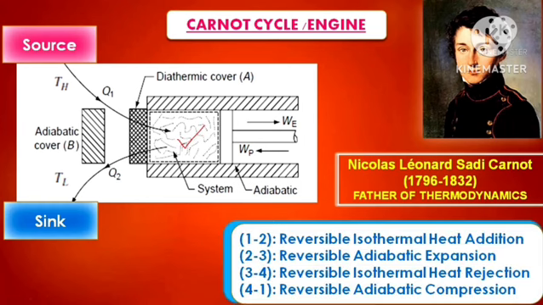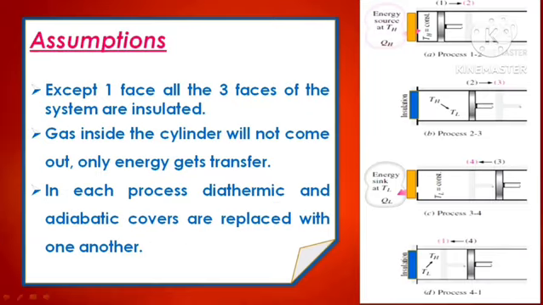In this Carnot cycle, we are having four thermodynamic processes, that is 1 to 2 reversible isothermal heat addition, and 2 to 3 reversible adiabatic expansion, 3 to 4 reversible isothermal heat rejection, 4 to 1 reversible adiabatic compression. Let us discuss each thermodynamic process in detail. Here in this slide, you can observe four diagrams at the right side. In each diagram, we are going to discuss about each thermodynamic process, what is happened in the Carnot cycle.